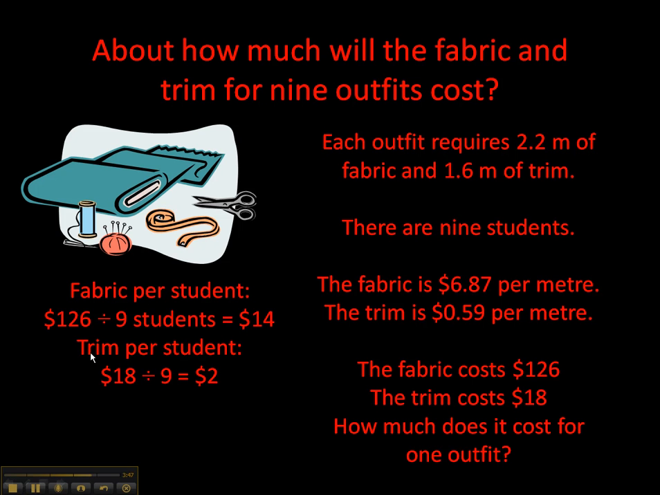The trim, we're going to use the same formula. Trim is $18 in total for all of the students, but if we want to know what it costs for one student, then we're going to divide it by 9. That gives us $2. So for each student, it is 14 plus $2. That equals $16 in total. Hopefully that was a quick revision.